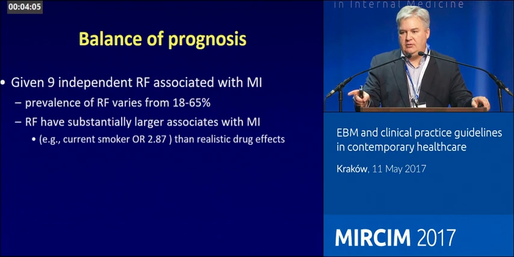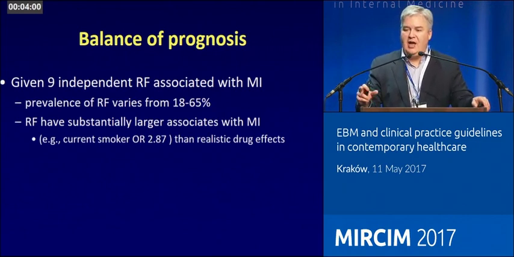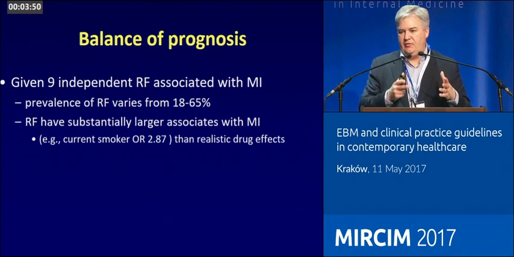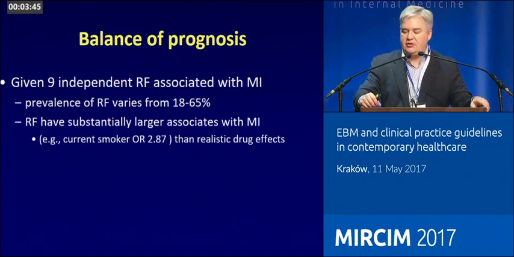If you think about our topic of myocardial infarction, research shows that there are 9 independent risk factors associated with myocardial infarction. The prevalence of these risk factors in most trials trying to prevent myocardial infarctions ranges from about 18 to 65%, for every one of those risk factors. These risk factors often have substantially larger associations with myocardial infarction than the treatment effects of the drugs we are evaluating. As an example, smokers have an odds ratio of 2.87, which is much higher than all of our treatment effects that we explore with drugs.